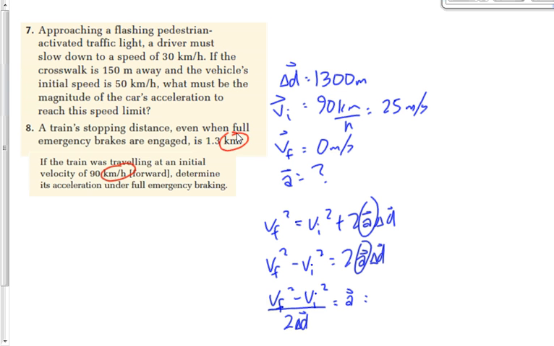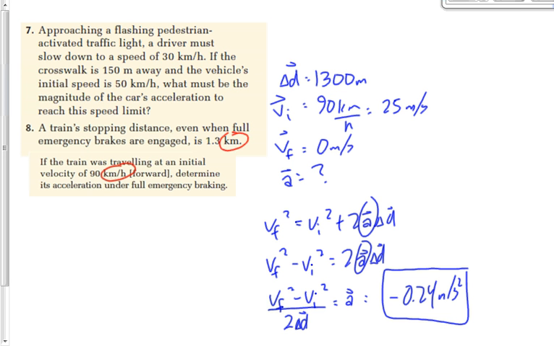I'm not going to bother showing you that on the calculator again. It's the exact same thing. It ends up being 0 minus, a little bit easier actually, 0 minus 25 squared, negative 625, divided by 2,600. Negative 625 divided by 2,600 is about negative 0.24. And it should be 2 digits, right? Because our weakest data is 2 digits. Negative 0.24 meters per second squared. Good?